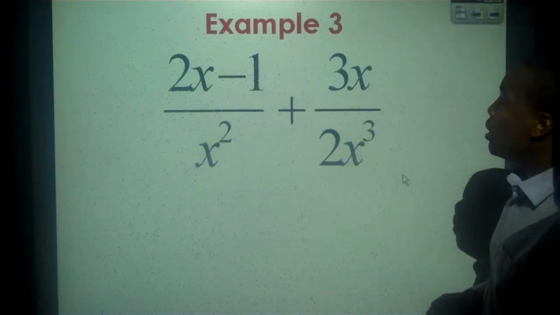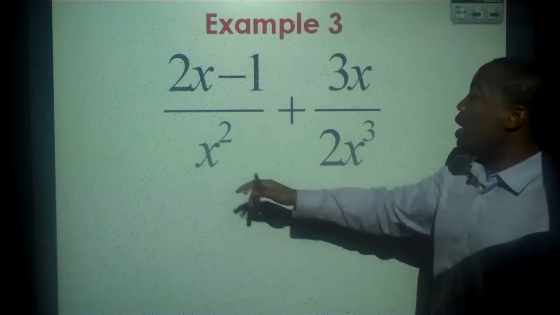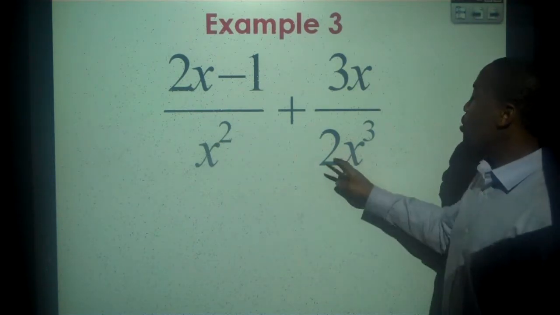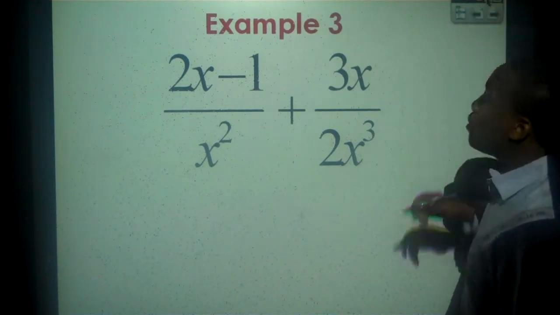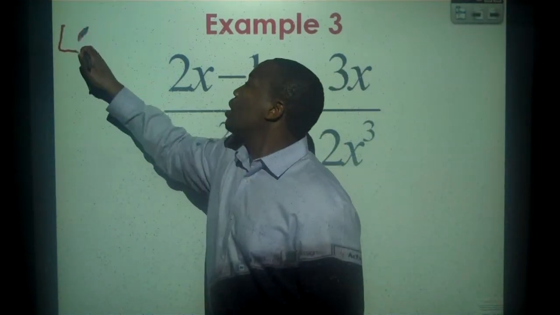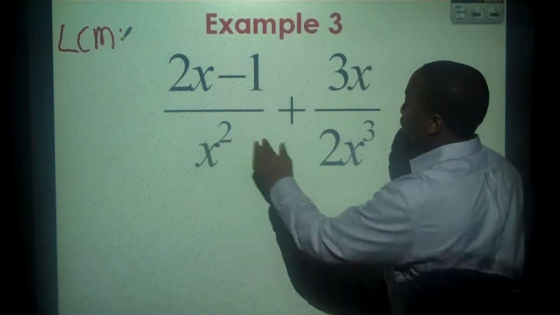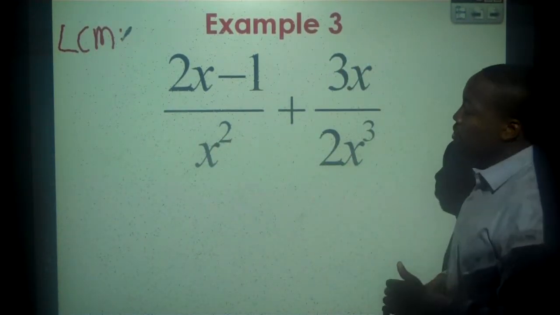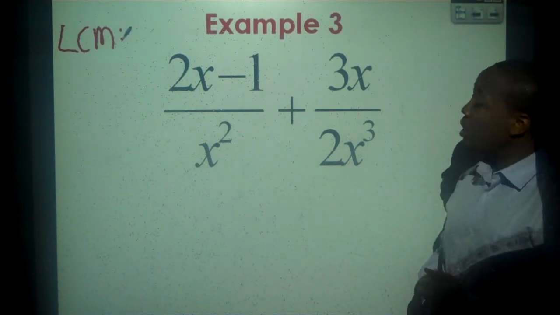Example 3. Looking at this, we have x squared in one denominator and 2x to the third in the other. So, LCM again. What can x squared and 2x to the third multiply up to? Based on what we did a minute ago, you should be able to figure this out pretty quickly.